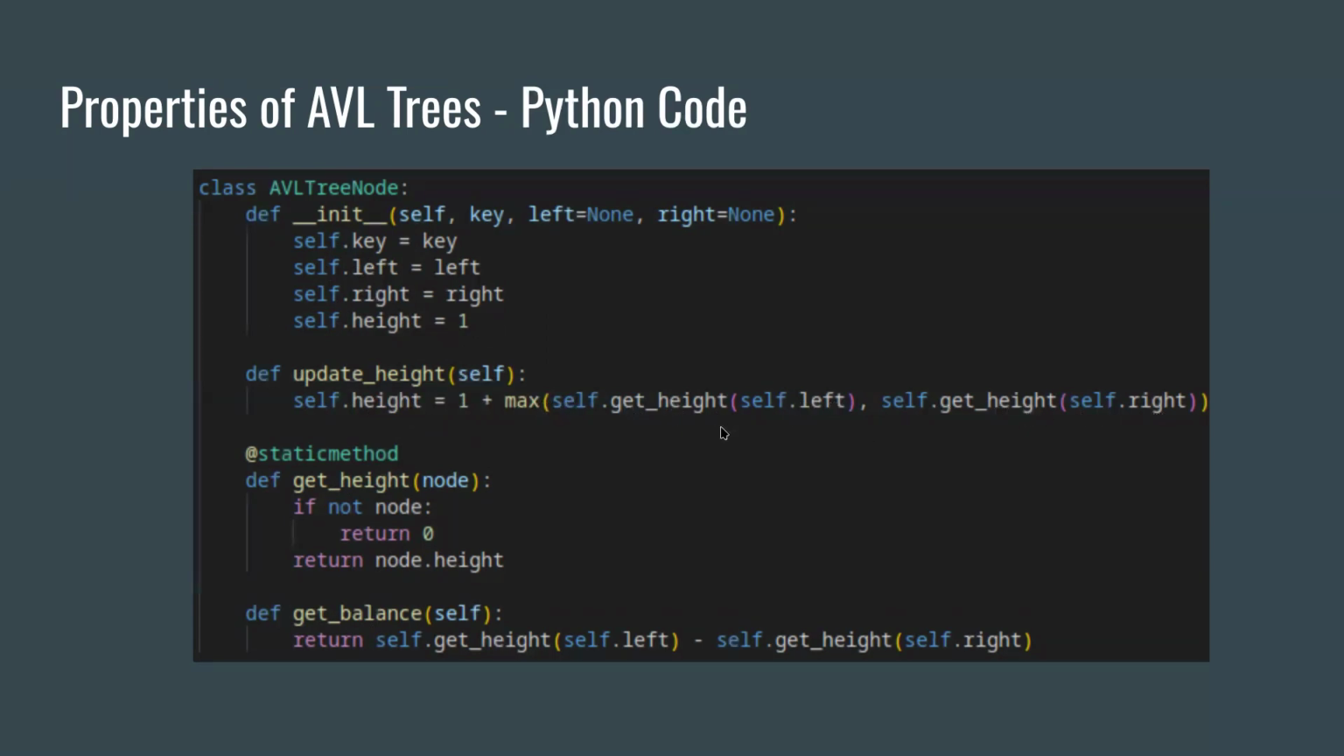So this makes us wonder how to get height. We just check: if the node doesn't exist, we return 0, otherwise we return the node's height. And then lastly, the get balance method will do the get height of the left subtree minus get height of the right subtree.